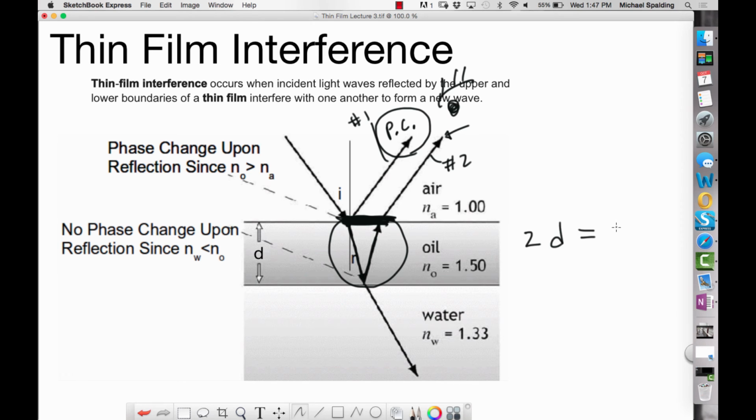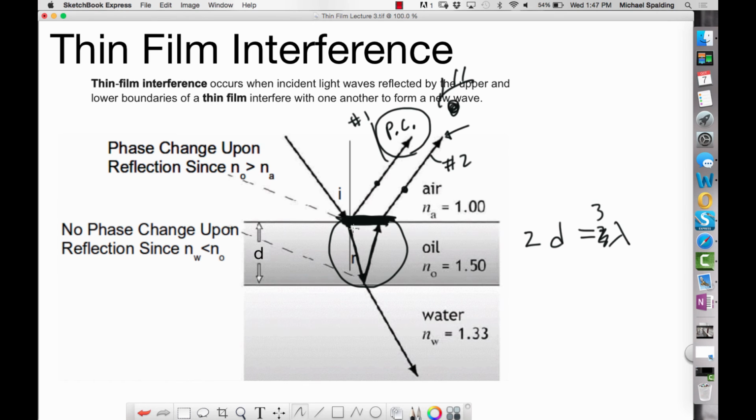It would just be a wavelength, or 2 wavelengths, or 3 wavelengths. And that's so that they're out of sync, right? Yeah, so if this is going to be a dark spot, then these two rays here have to be out of phase. You would need destructive interference.